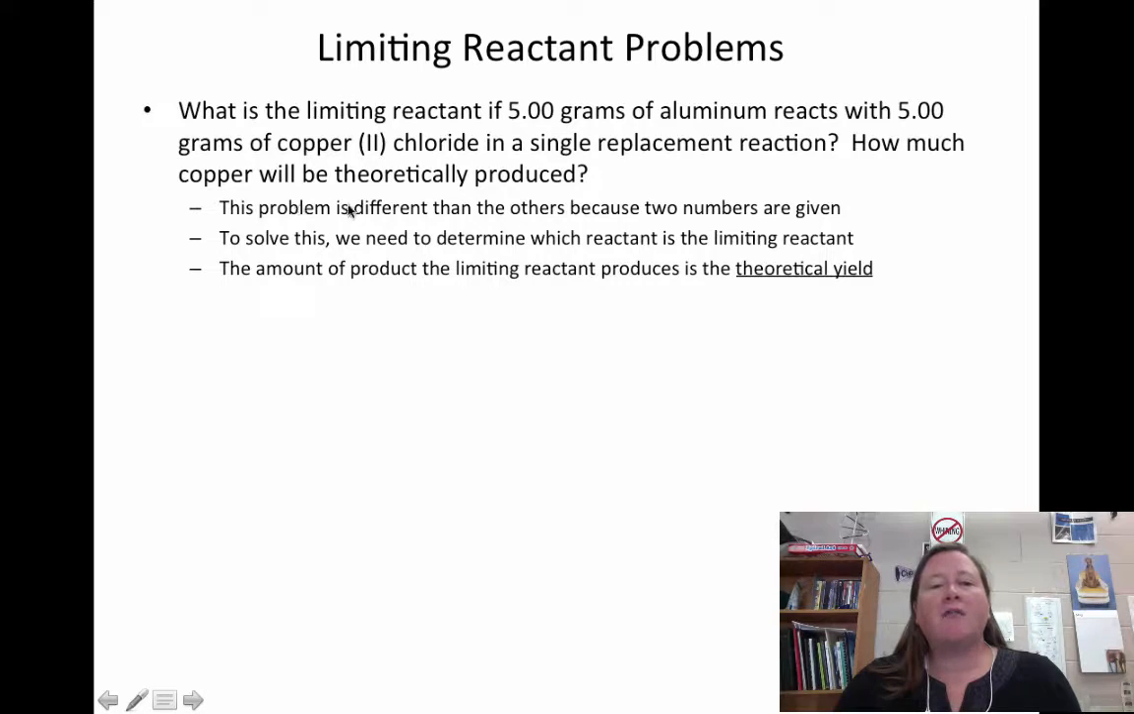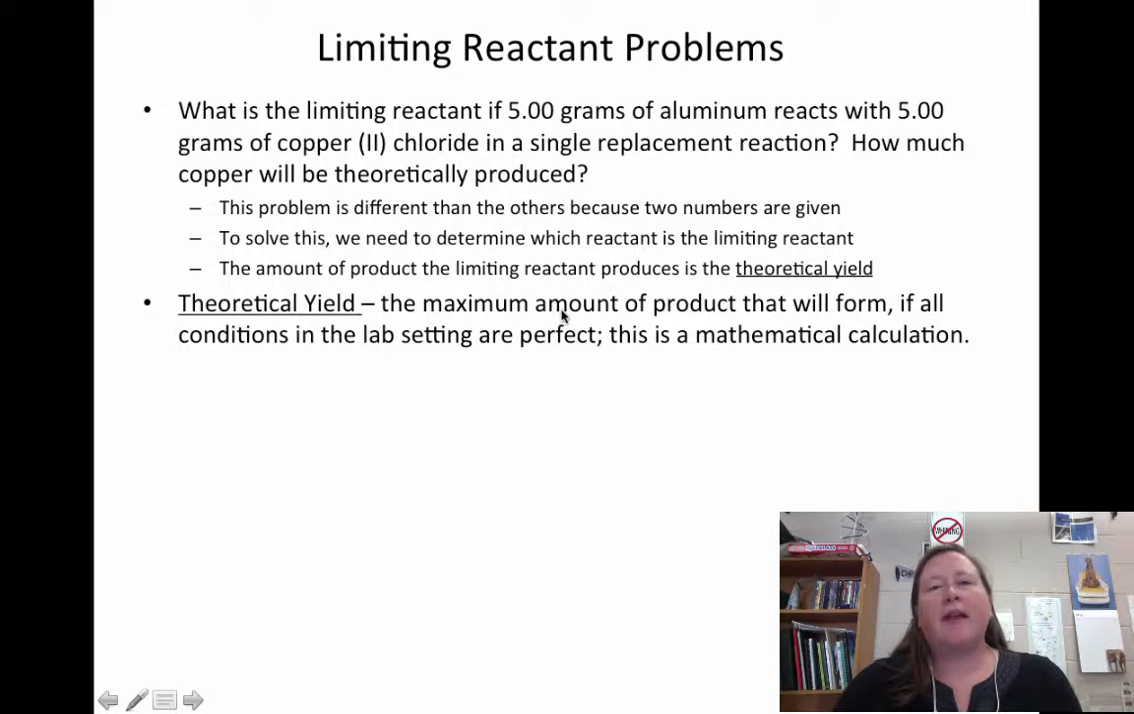Something to point out, this problem is different than the others because two numbers are given. So in order to solve this, we have to figure out which one of these is the limiting reactant. Whichever one is the limiting reactant will run out first, and at that time the reaction stops. So however much product has been made at that point is what is called a theoretical yield. As we solve these stoichiometry problems, the theoretical yield is what the math tells us. It's the maximum amount of product that will form if all conditions in the lab setting are perfect.